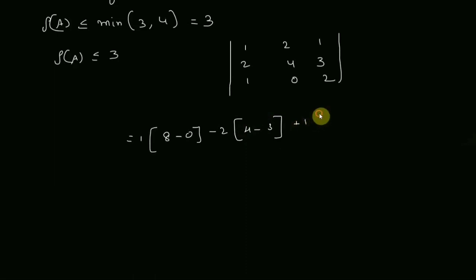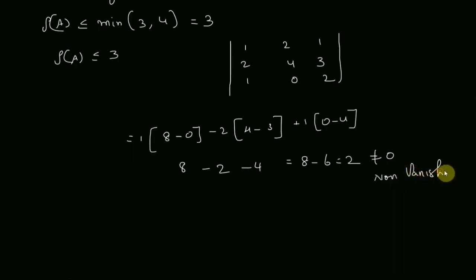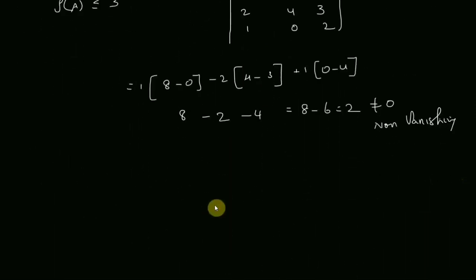1 into 8 minus 0, minus 2 into 4 minus 3, plus 1 into 0 minus 4. So that is 8 minus 2 minus 4. That is 8 minus 6. That is equal to 2, not equal to 0. So once you get not 0, that means rank is equal to the order of that non-vanishing minor. That means rank is equal to 3. So rank of A is 3 because it is a 3 by 3 minor and it is non-vanishing. So the rank is 3. Thank you.